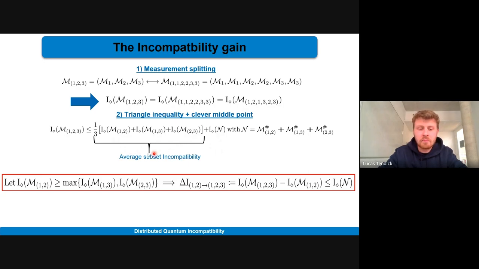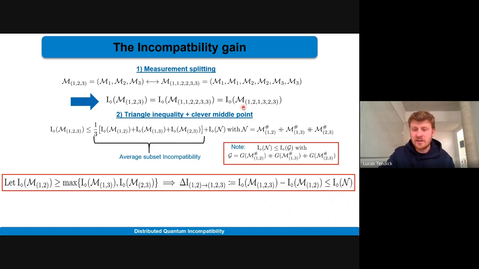And then, assuming measurements 1 and 2 are the most incompatible ones, we can define something which I call the incompatibility gain, which is just the difference between the incompatibility of all 3 measurements and that of measurements 1 and 2. And we see it's upper bounded by the incompatibility of this N. I will later show that even with very simple tools, these bounds are tight in relevant scenarios.